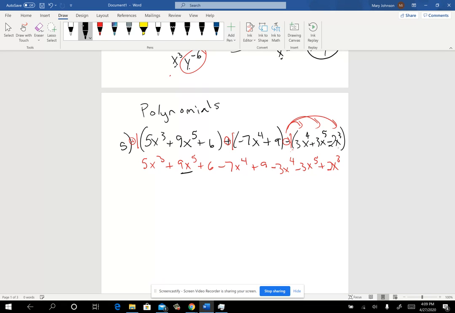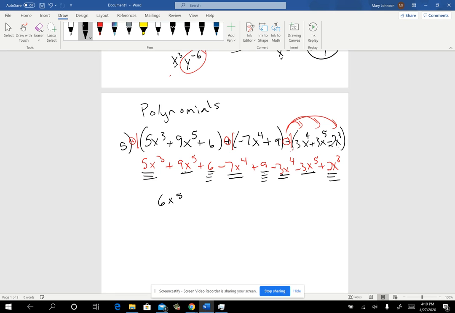Now at this point, you look for your like terms. So they have to have the same variable part. Okay, and what you're going to do is combine the items that are the like terms and start with the highest degree. So 9x to the fifth minus 3x to the fifth. That would be 6x to the fifth.